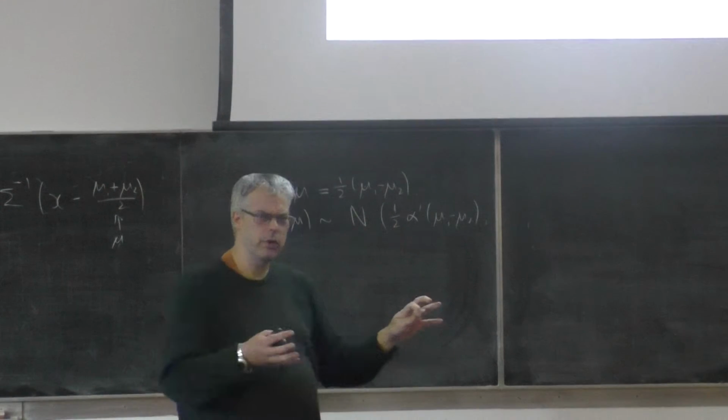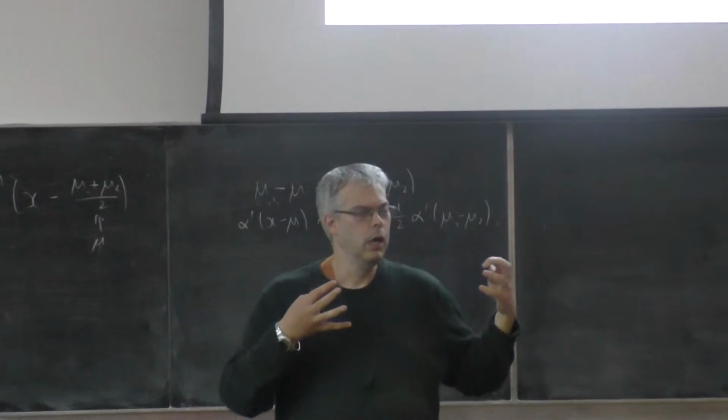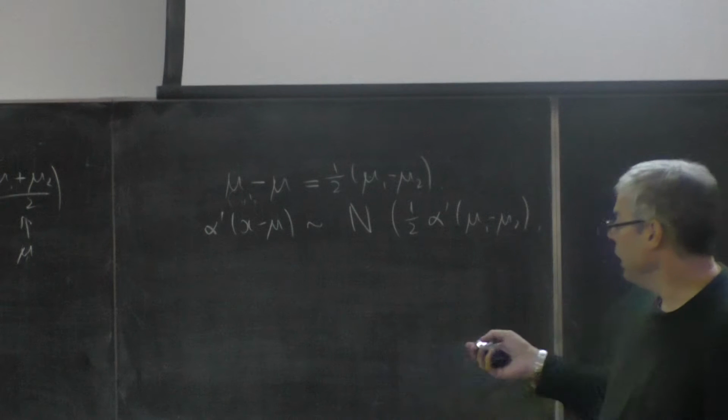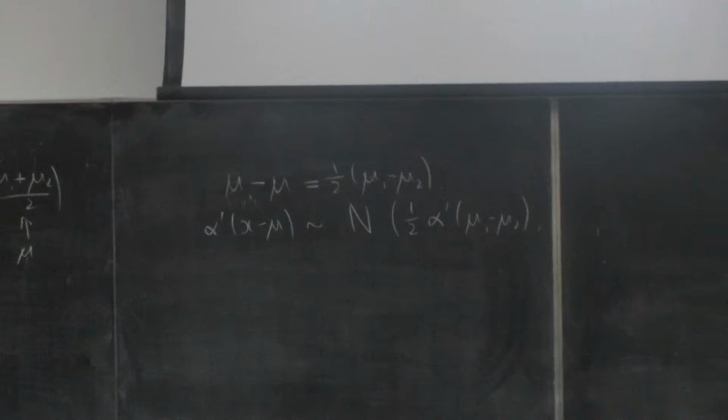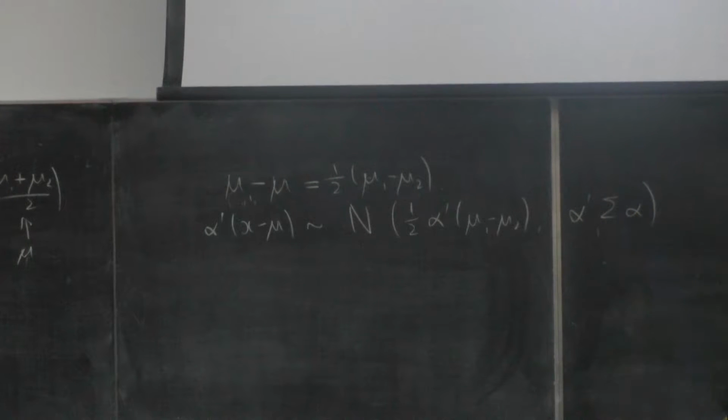And going back again to what we did earlier about means and variances under projections, the variance of x and the variance of x minus mu are exactly the same, namely sigma, and so the variance of alpha dash x minus mu is alpha dash sigma alpha.